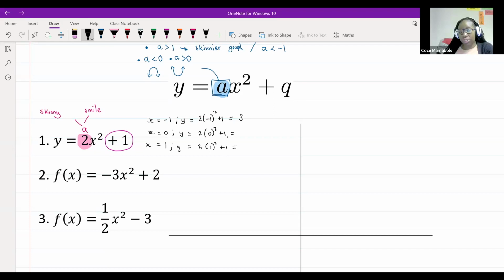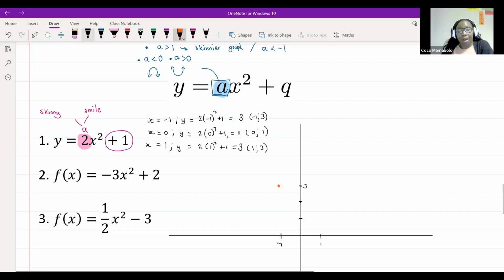When x is equal to 0, I get 0 times 2 is just 0, plus 1 is 1. And over here, 1 squared is just 1, times 2 is 2, plus 1 is 3. Now let's look at what's happened. When x is -1, y is 3. So these graphs are going to meet. Let's use orange for this one. Those two dots are going to meet at the point -1, 3. This is going to be the point 0, 1, and this one is going to be 1, 3.